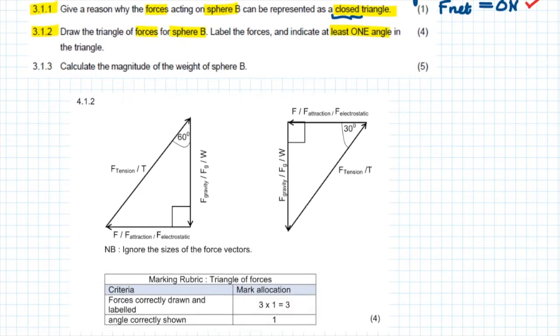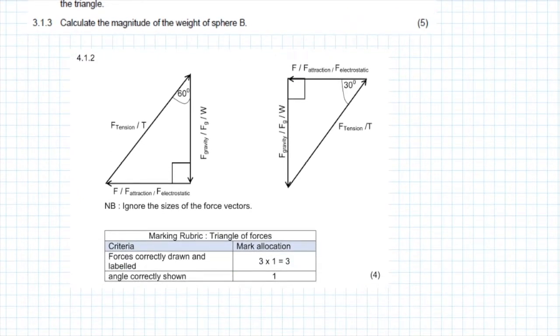So you will see that this answer is labeled question 4.1.2, and that is because it has been taken from a past paper. But this is in fact the answer to question 3.1.2. So you have options. You could have drawn the diagram on the left or the diagram on the right. I'm going to go ahead and explain the diagram on the right.